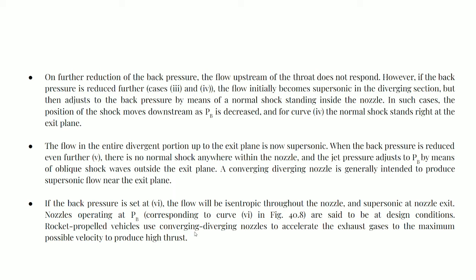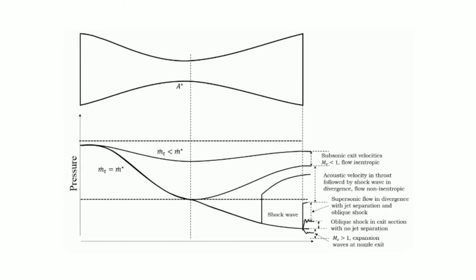Rocket propelled vehicles use convergent divergent nozzles to accelerate the exhaust gases to the maximum possible velocity to produce high thrust. So again we see the figure. The first two curves are subsonic exit velocities, which have Mach number less than 1, and the flow is isentropic. The first curve never reaches Mach 1, but the second curve reaches Mach 1 and then again comes back to the subsonic region. Then the third curve is acoustic velocity in the throat followed by shock waves in the divergent flow, and the flow is non-isentropic. Then the fourth curve, supersonic flow in the divergent with jet separation and oblique shock waves. Then fifth, the oblique shock in the exit section with no jet separation. And the last one, Mach greater than 1, expansion waves at the nozzle exit.